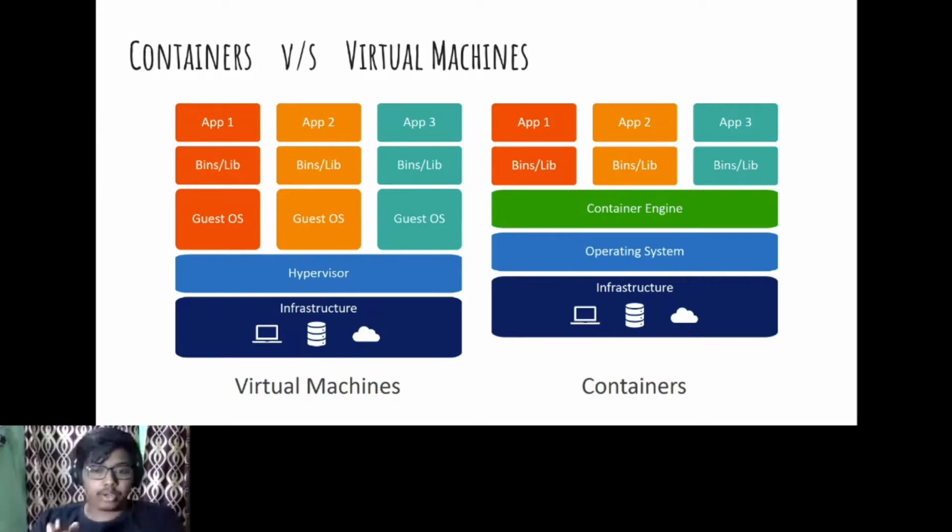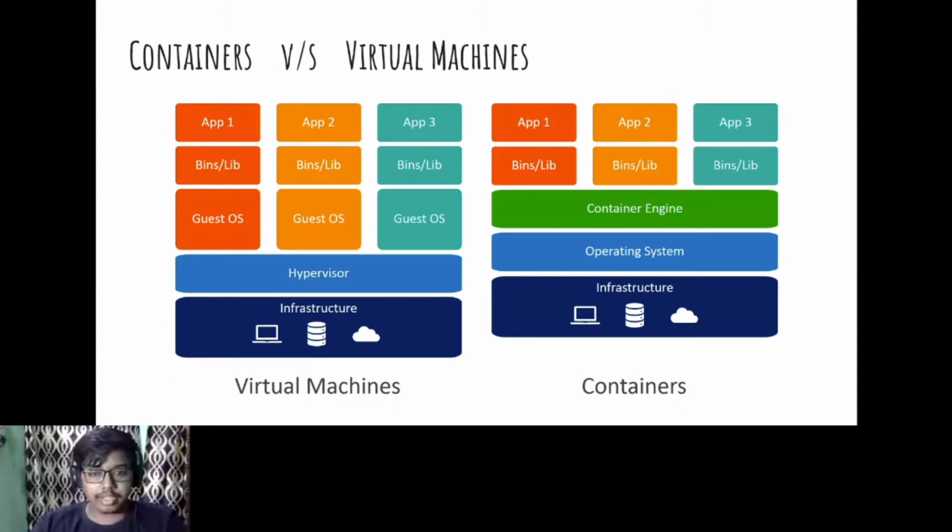But on the contrary, in the case of containers, we don't have a hypervisor. We have something called a container engine, which is on top of the operating system layer. You can think of the Docker that you're installing as being on top of the operating system layer. And what the container engine does is it just isolates the processes and virtualizes each of the processes running.